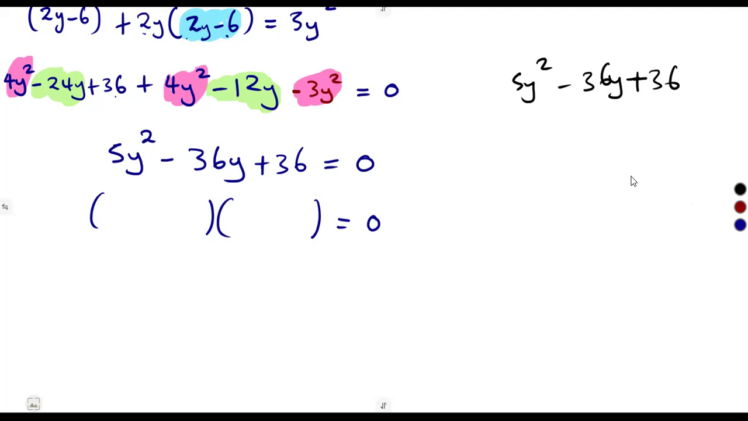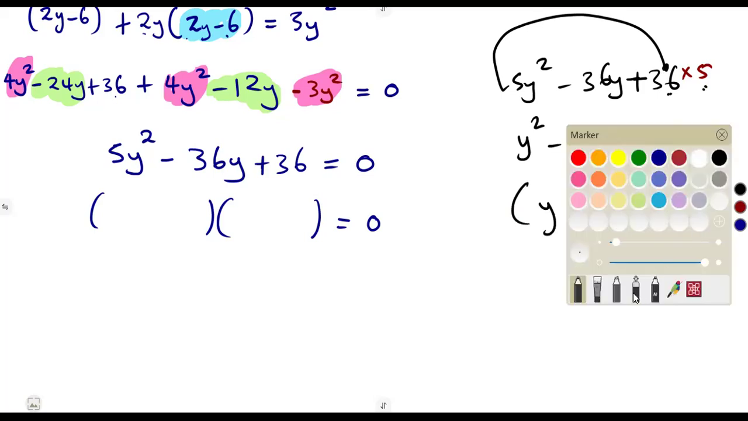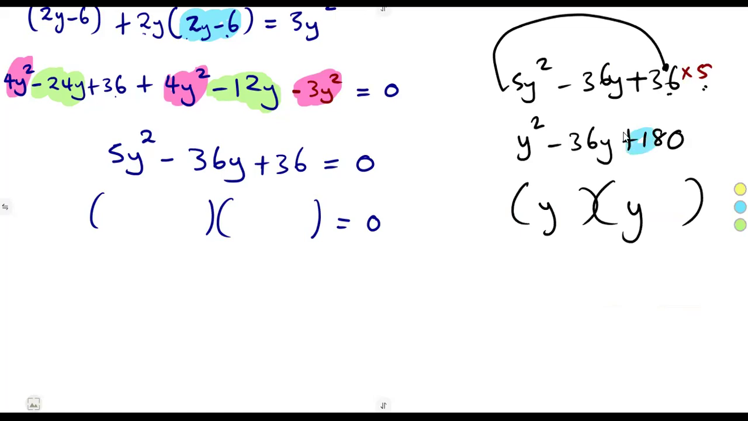Remove the 5 here. We multiply it to 36. So it was going to be y squared minus 36y. Remember, when I multiply 36 times 5, that was going to give us positive 180. So our factorization can be done because we've got y and y here. Factors of what? 180, positive 180. But these factors must add up to negative 36.